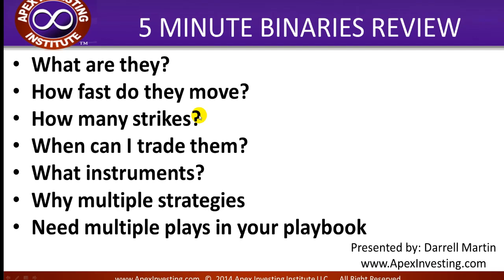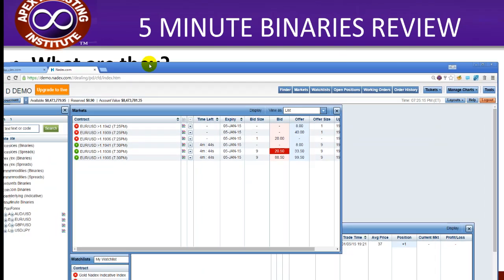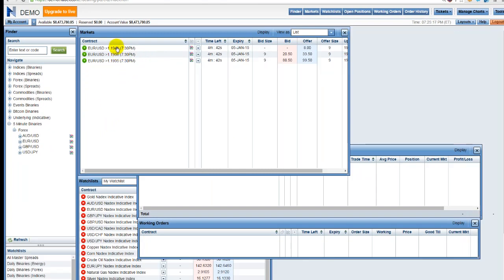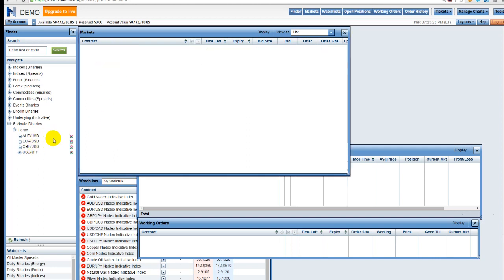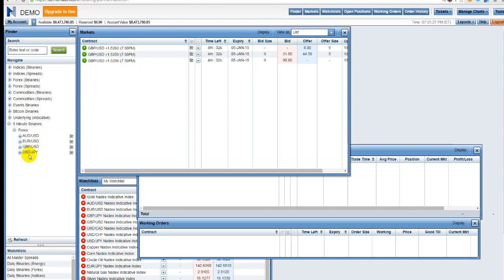And they're really tight. The strikes are only 3 ticks wide on the euro dollar, pound dollar, and dollar yen, and they're 4 ticks wide on the Aussie. What I mean by that is, like right here, 1938, 1941, 1935. See how they're very close? There's only 3 ticks difference. Between the Aussie, the pound dollar, same thing, just 3 ticks difference. So they're very, very close.